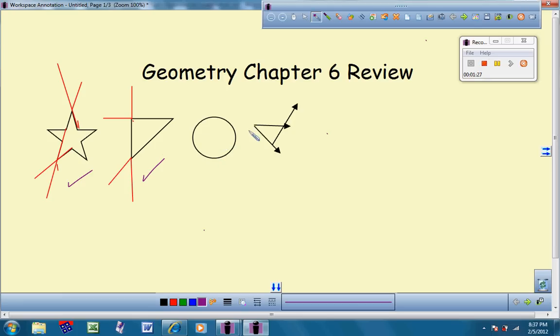Alright, circle. Right away we see we have no segments, we have no straight edges. Therefore, we don't need to go any further. It is not a polygon. And here, if you look at this odd shape, this would also not be considered a polygon because one side extends beyond the other two sides. So this is not a polygon.